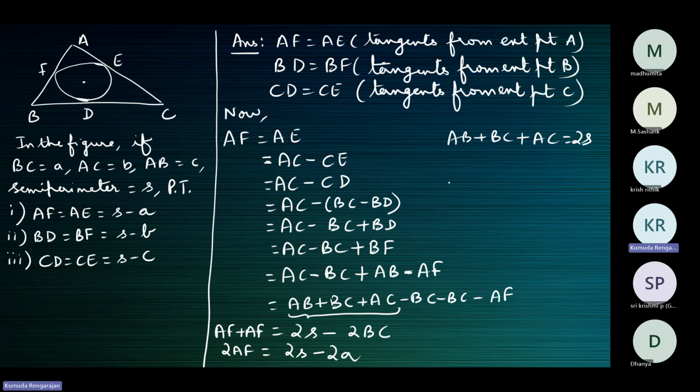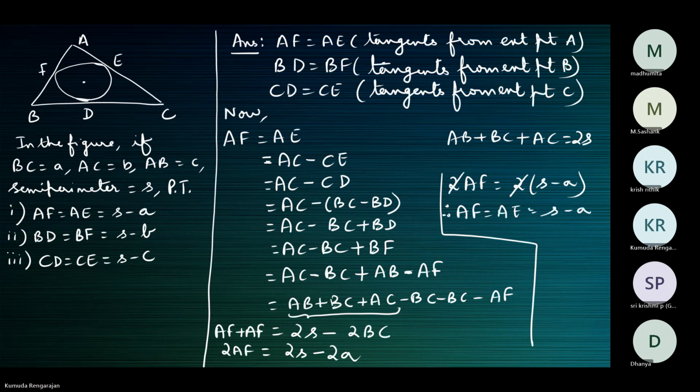Now take out 2 common in the RHS. All right. So 2 and 2 get cancelled. So AF is equal to, we know that AF is equal to AE. Therefore, AF is equal to AE is equal to S minus A.